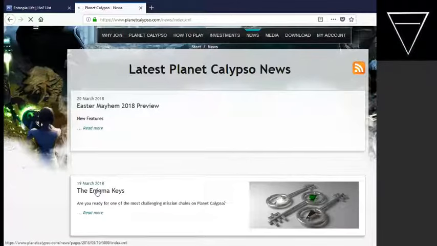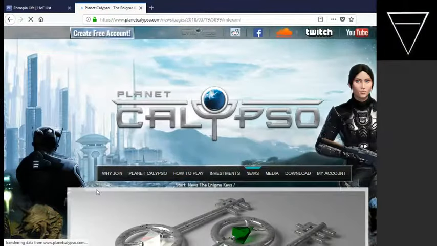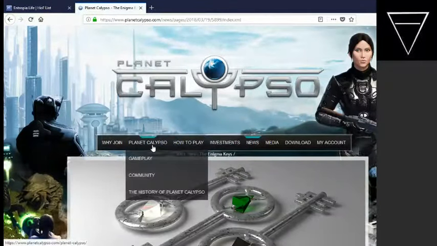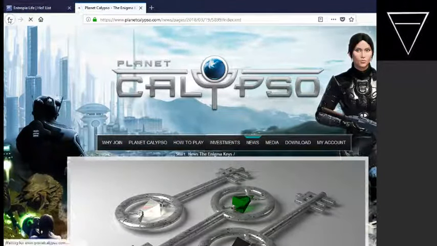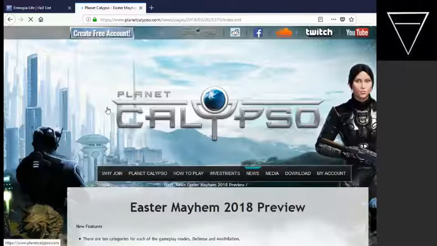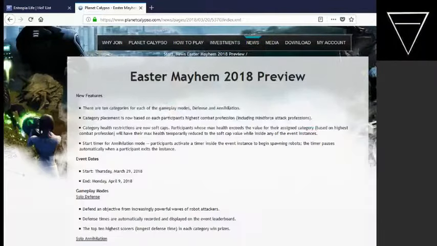We'll take a look at the Enigma Key mission first. So anyway, it's supposed to be some sort of three-stage mission, scheduled for release the same day as Easter Mayhem is supposed to start, right? There are some cool prizes, like a jumpsuit that gives you a run speed increase for this mission, but I mean, everyone who plays Entropia is probably just going to be doing the Easter Mayhem, so this Enigma Key mission's probably going to be a flop for MindArk.